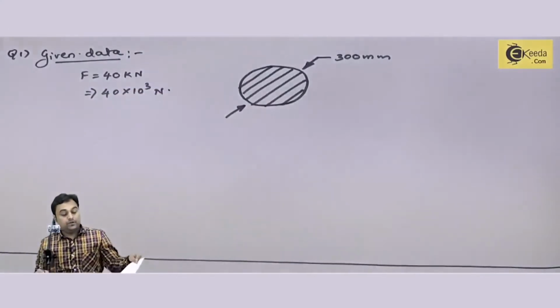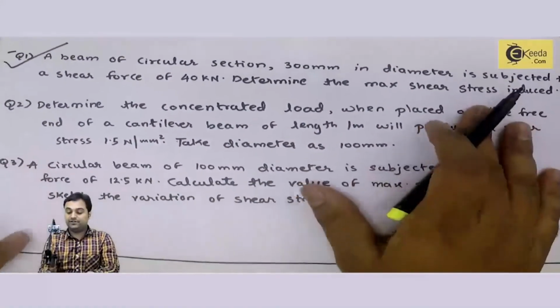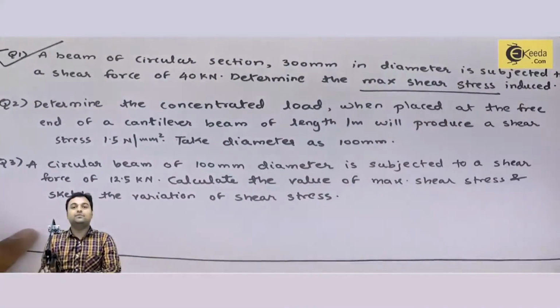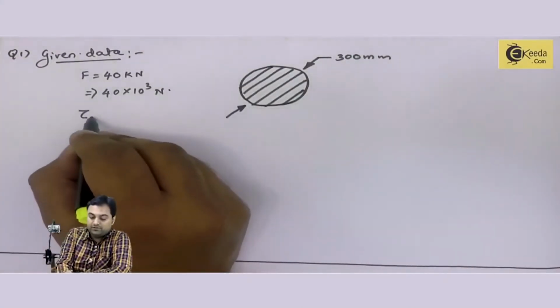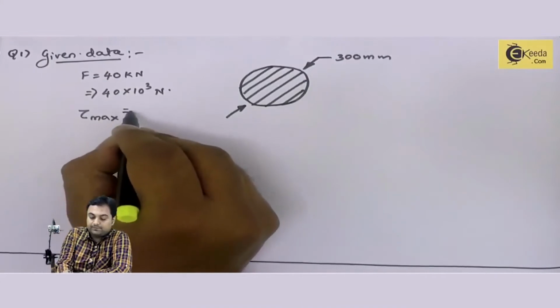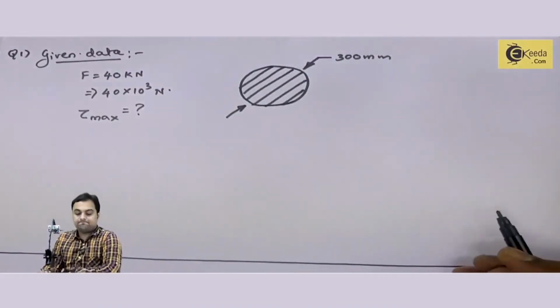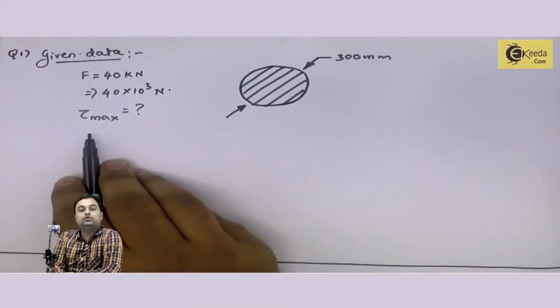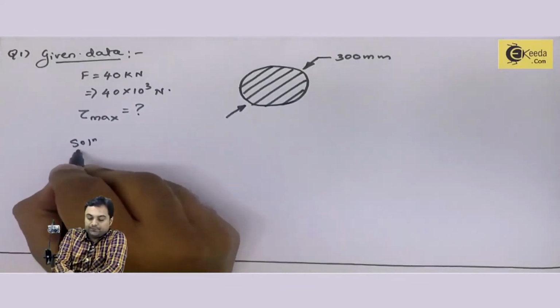Now, question is determine the maximum shear stress induced. यहाँ पे आपको maximum shear stress calculate करना है. It means you have to calculate what is tau max. Fine. Now, again, to calculate tau max, you should know tau average first. So I'll write the solution.